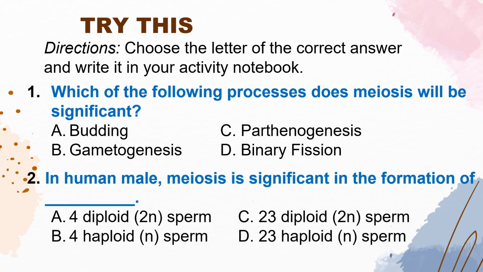Number 2. In human male, meiosis is significant in the formation of blank. A. 4 diploid sperm. B. 4 haploid sperm. C. 23 diploid sperm. D. 23 haploid sperm.